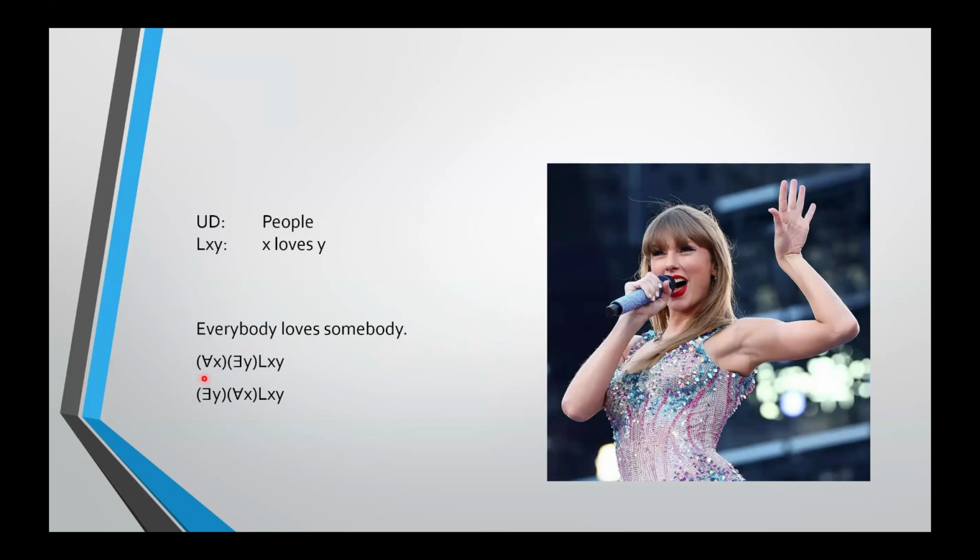So this one here says that for every x, there is a y such that x loves y, meaning that for every person, there is somebody that that person loves, but not necessarily the same person, right? There just has to be somebody that they love. It could be a different person for each one. Some of these people could just love themselves and nobody else, etc.